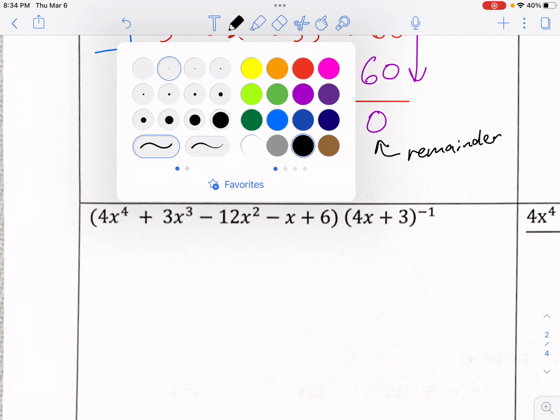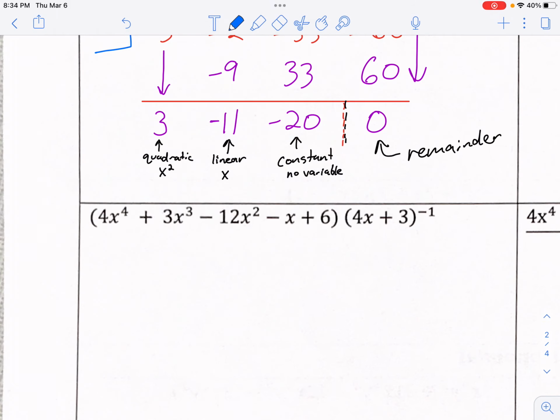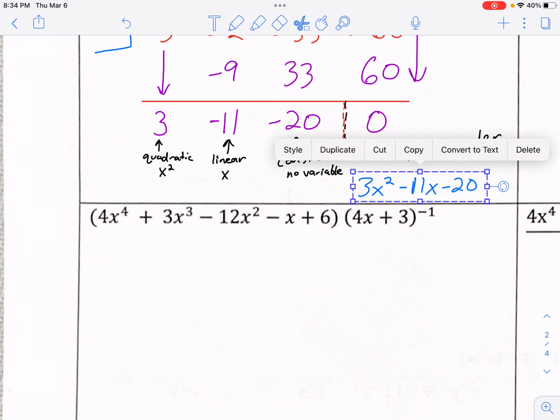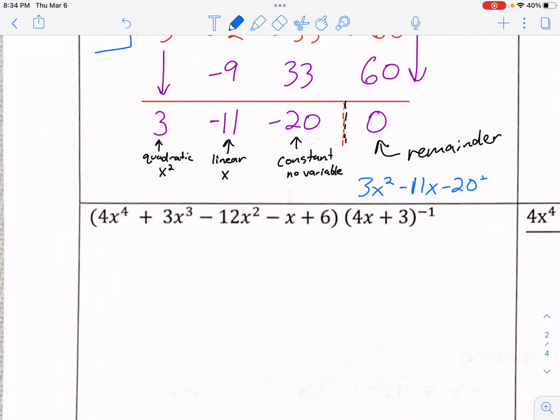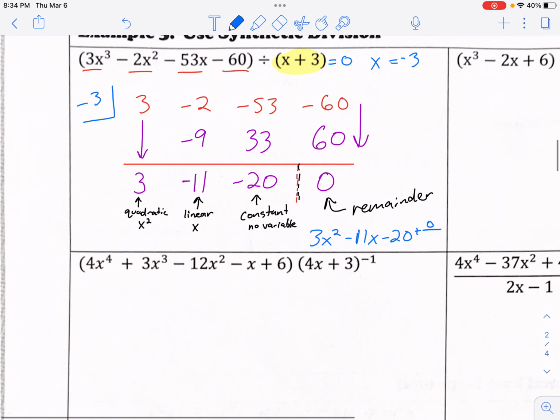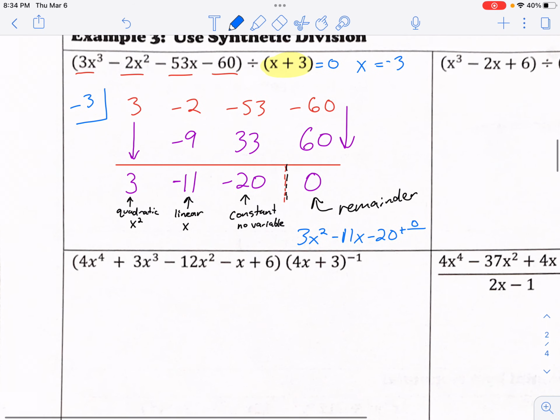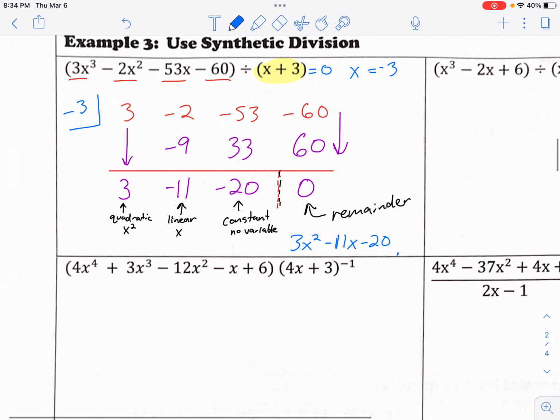So last thing I gotta do is rewrite my answer. So again, 3 is gonna be my quadratic, so in this case, I'm gonna write it as 3x squared. Next is gonna be my linear term, which is a negative 11x minus 20. And in this case, there is no remainder. If there was a remainder, it'd be kind of like the other day. We'd say something like plus 0 over whatever we used at the start. But because this is a 0, we don't have to worry about it. I'm just gonna erase that. So this is your answer.